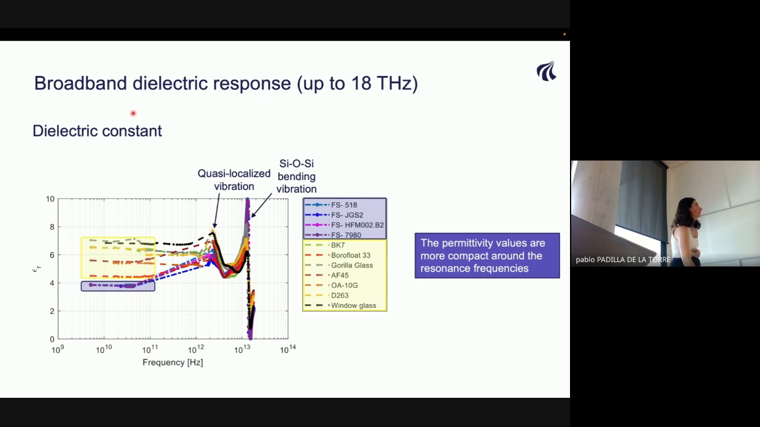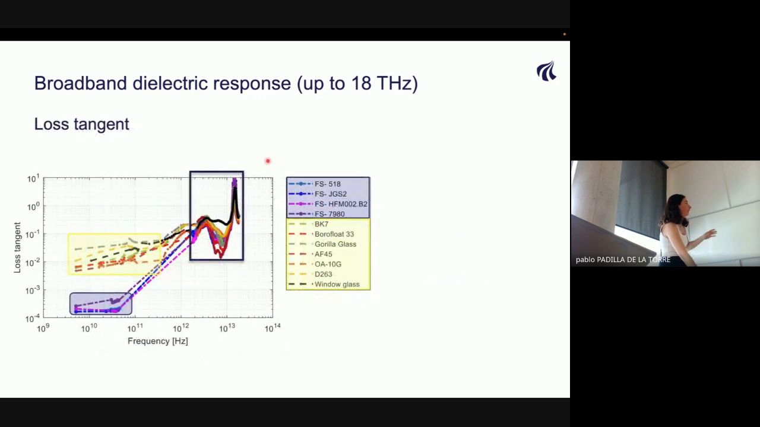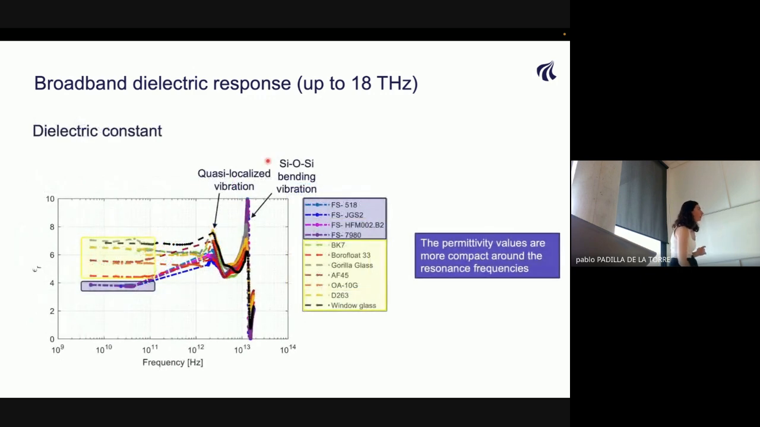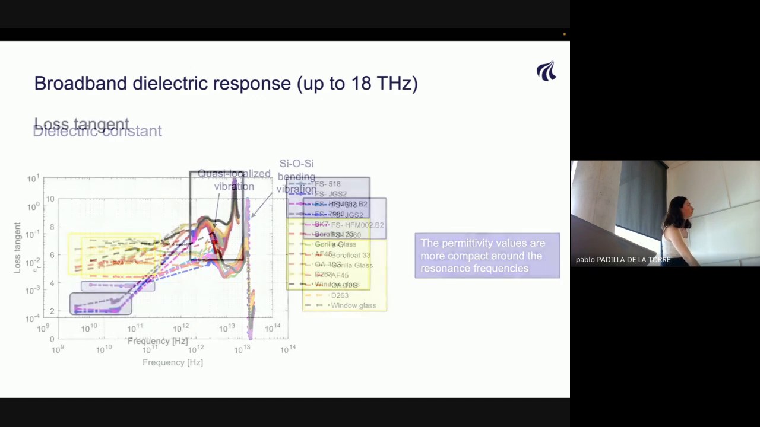is called in literature the boson peak, and it's a quasi-localized vibration. And this is the ionic resonance we were looking for, and it's due to the bending of the silicon-oxygen-silicon bonds. As you can see here, there is a huge difference between the dielectric properties in the lower frequency bands, but as we move up in frequency, all the values are quite compact compared to each other.